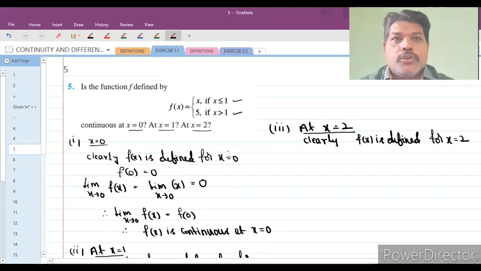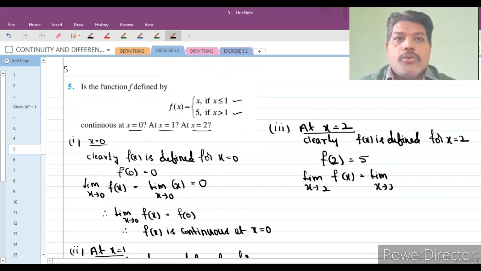For x equal to 2, what is the value of f of 2? 2 is greater than 1, so f of x will become 5 only. So f of 2 will become 5. Similarly, the limit as x tends to 2 of f of x: 2 is greater than 1, so f of x will become 5 only, and automatically this value will become 5.